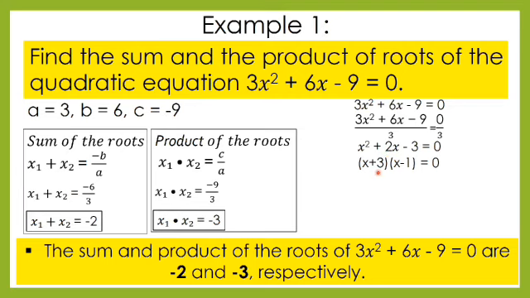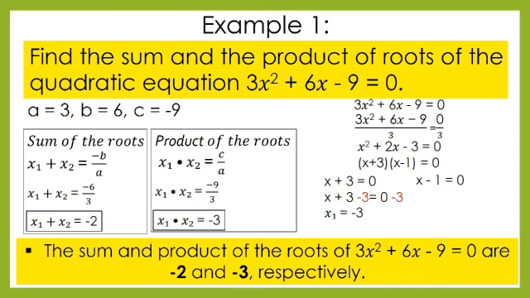After getting the factors, we will equate each to 0. x plus 3 equals 0. Then, applying the subtraction property of equality, we subtract 3 from both sides of the equation. And then, we simplify. x equals negative 3. We name it as x sub 1 for our first root.